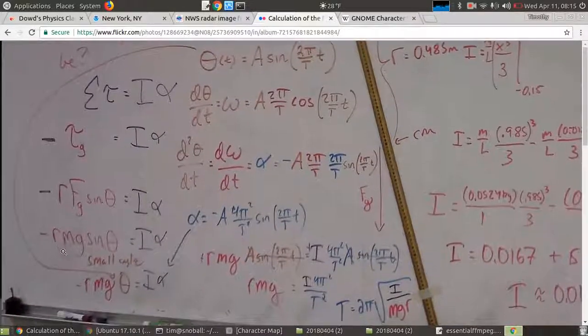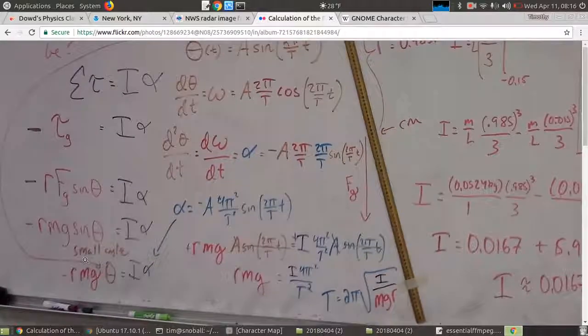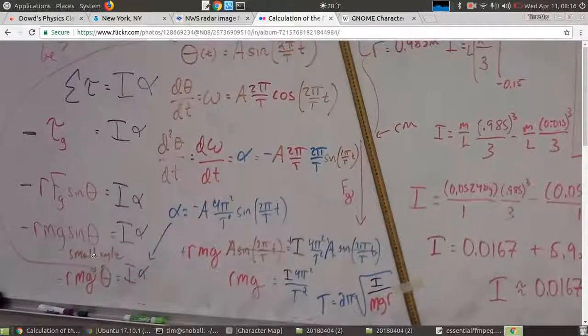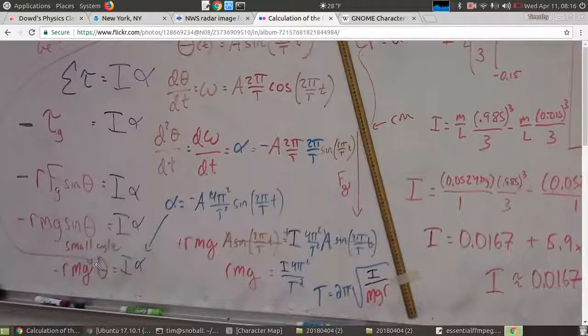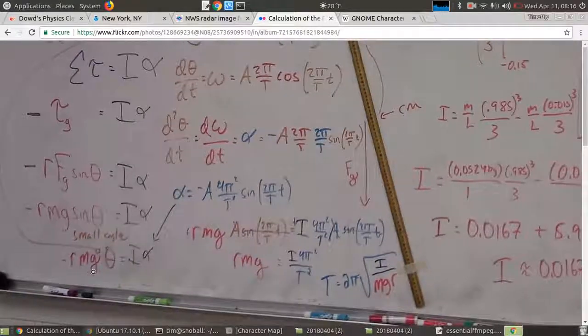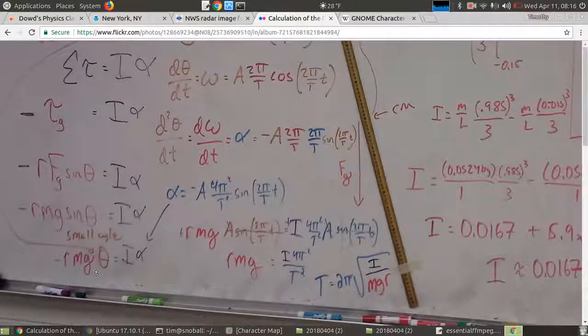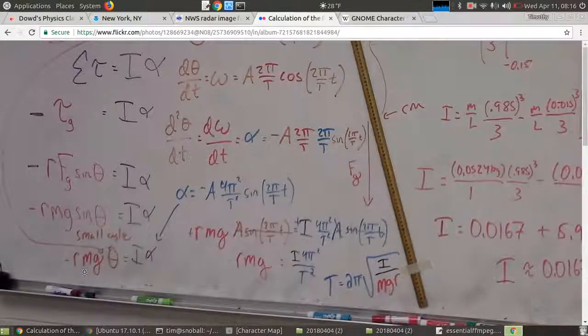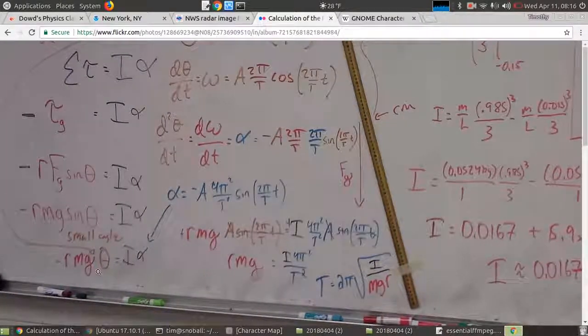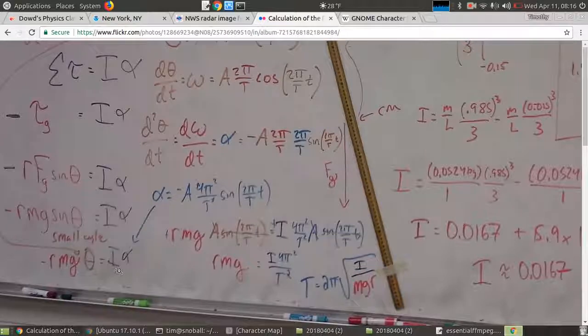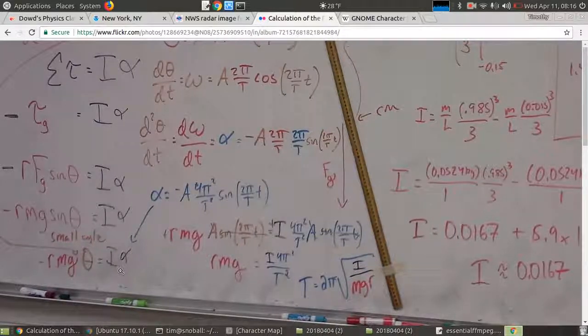I subbed in mg for the force of gravity, and I'm going to use that same approximation that we used for a simple pendulum. I'm going to say as long as I stay at small angles, sine theta and theta are about the same. So we get an equation that fits our pattern for simple harmonic motion: minus constants times theta equals constant times the second derivative of theta.